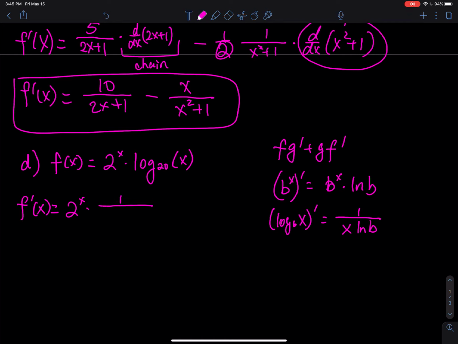Is this a 20 or a 30? I believe that is a 30, right? Yep, that is a 30, not a 20. So that will be x times ln of 30.